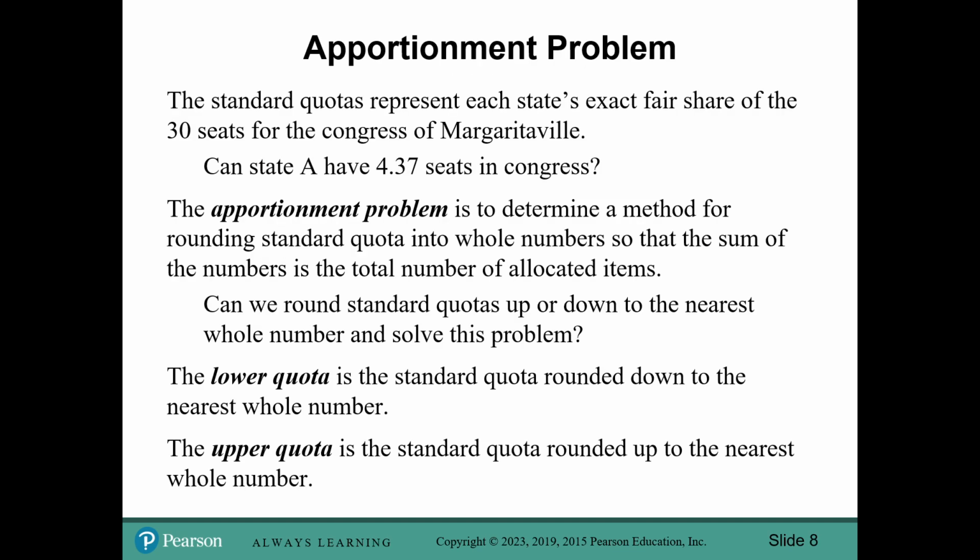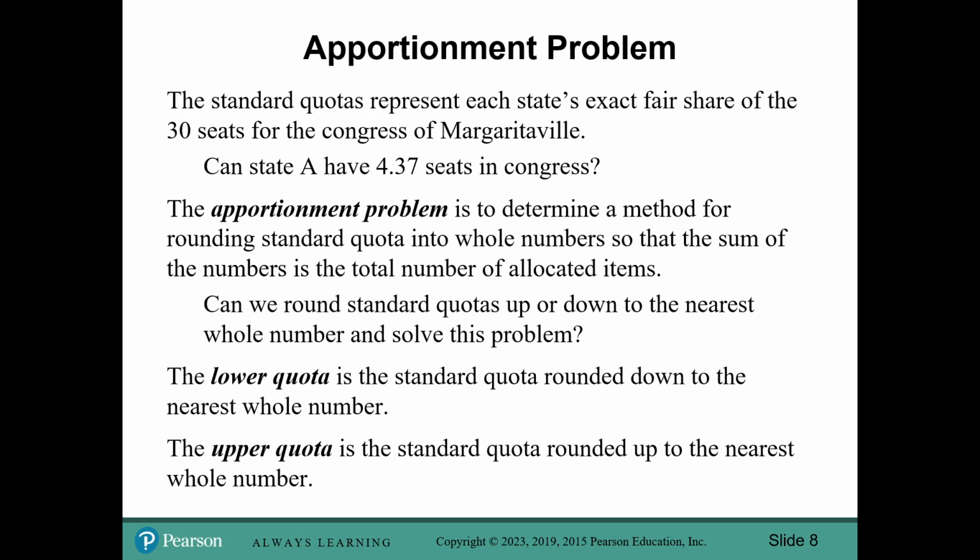Now, here's the apportionment problem. The standard quotas represent each state's exact fair share of the 30 seats for the Congress of Margaritaville. Can state A have 4.37 seats in Congress? Now, state A cannot have 4.37 seats in Congress because you can't have 0.37 of a person, or of a seat in this case. The apportionment problem is to determine a method of rounding standard quota into whole numbers so that the sum of the numbers is the total number of allocated items. Can we round standard quotas up or down to the nearest whole number and solve this problem?